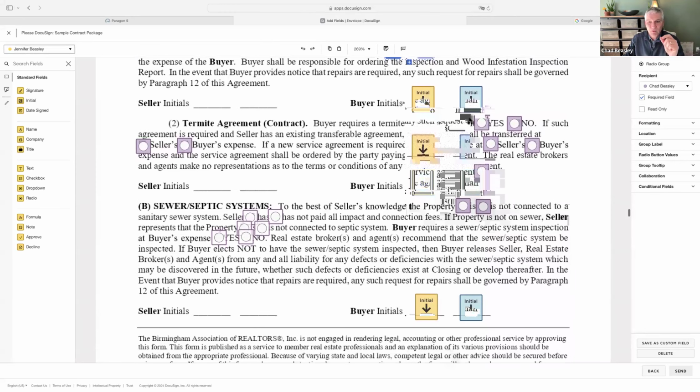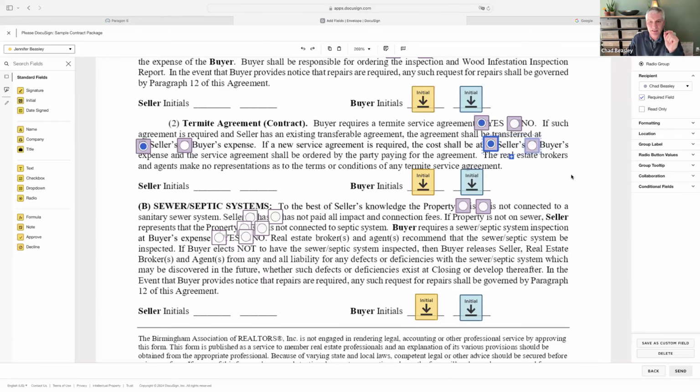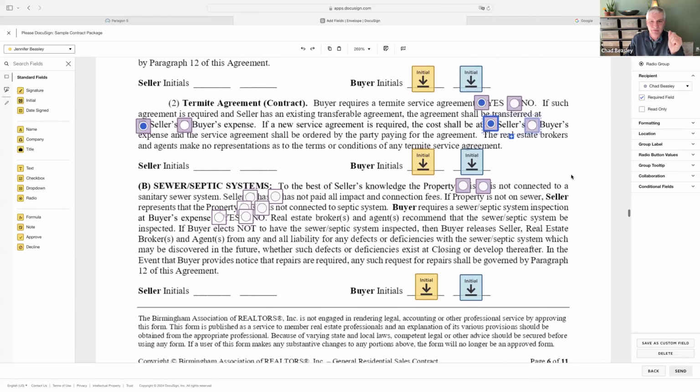Termite agreement. Yes, we want one. It says that the agreement shall be transferred at the seller's expense. If a new agreement is required, the cost will be at the seller's expense. So we want that termite bond to be paid for by the seller.